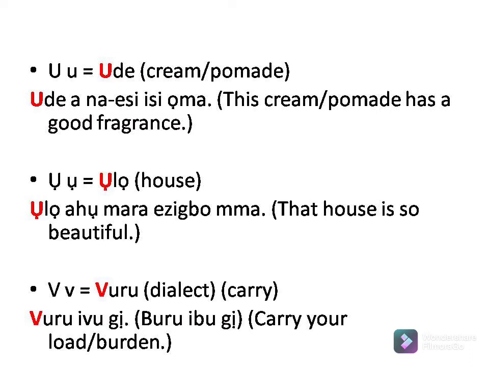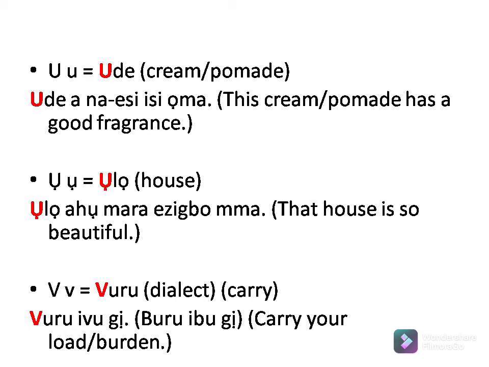On the next we have the U, and we can find it in a word like ude. Ude means cream or pomade. And in the sentence we have ude a na-esi isi ọma, which means this cream or pomade has a good fragrance.